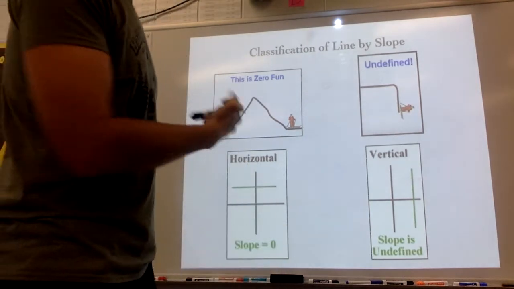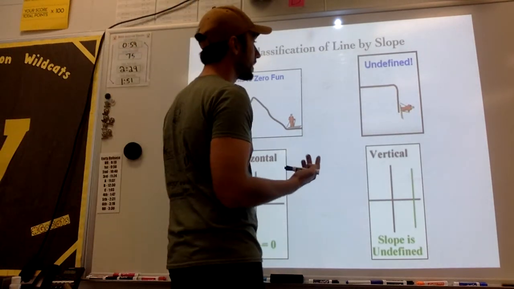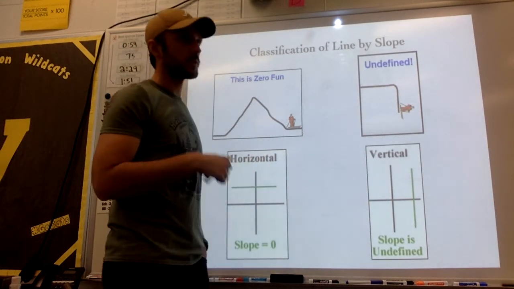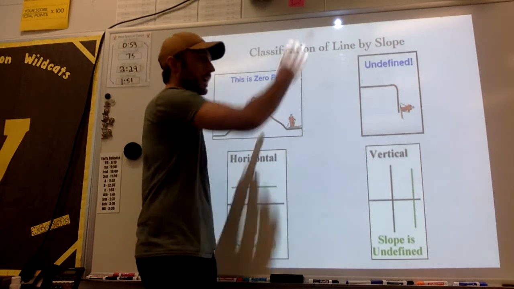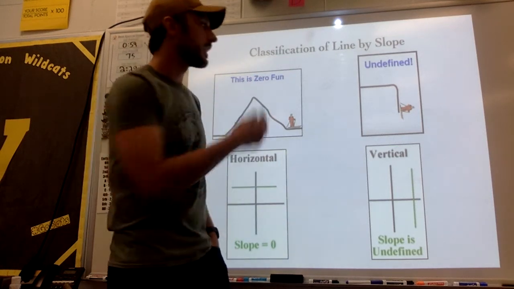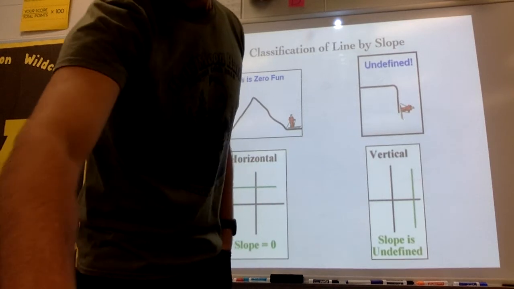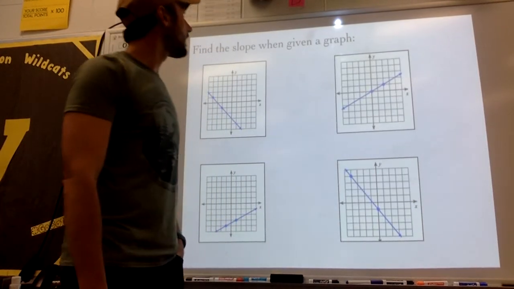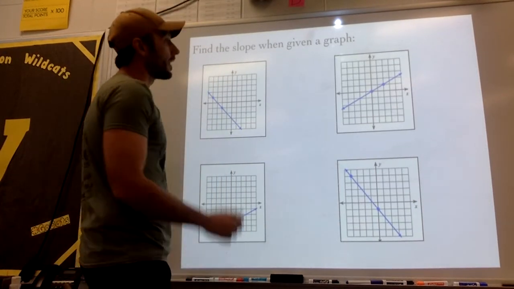And when you look at your answers, it's good to think back to slope dude and make sure that if you have a positive slope as your answer, that it's going uphill, or if you have a negative slope, that it's going downhill. So find the slope of a line given a graph. We talked about this yesterday.